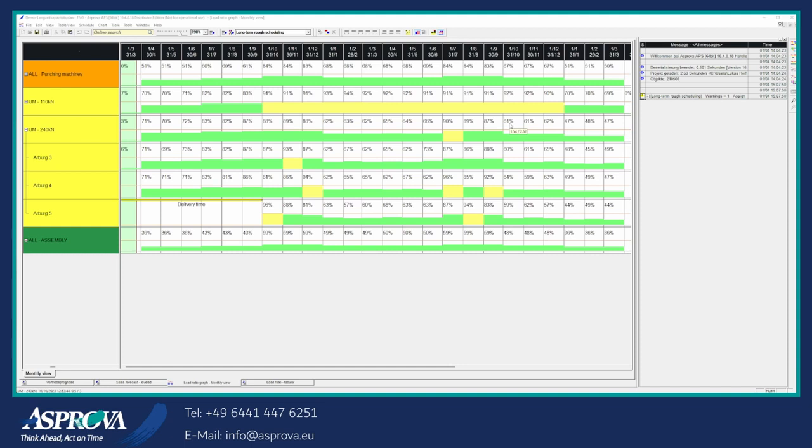In Asprova, you can also evaluate your planning based on various KPIs. For example, item prices, profits, return on resources, etc. Due to the various KPIs of Asprova, you can among other things make well-founded decisions about investments or also create more transparency in your production. But that would be too much for today's video, so we will deal with them in another video.